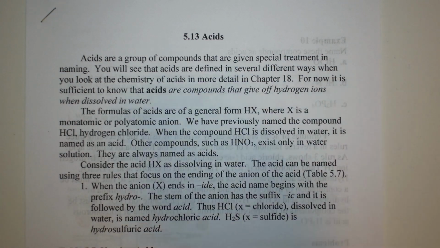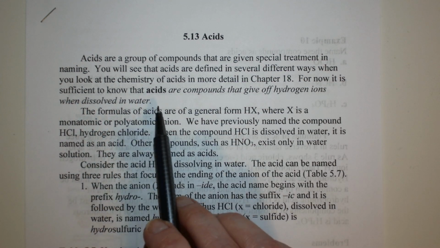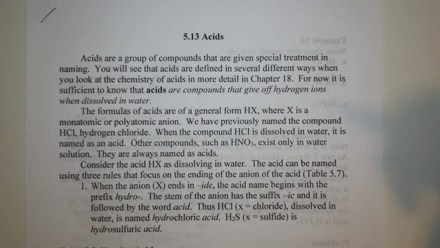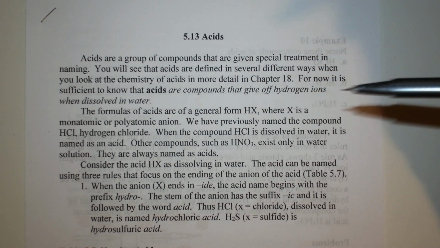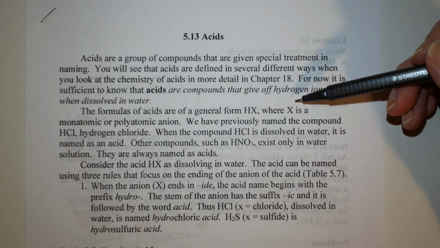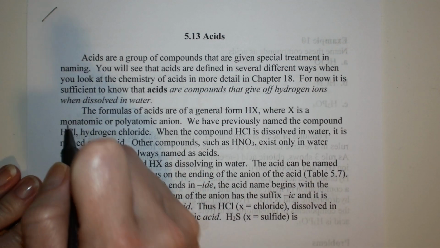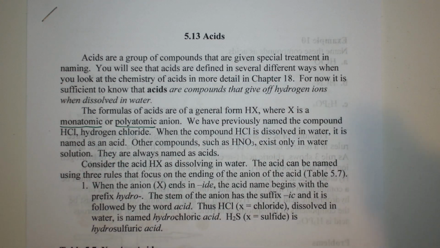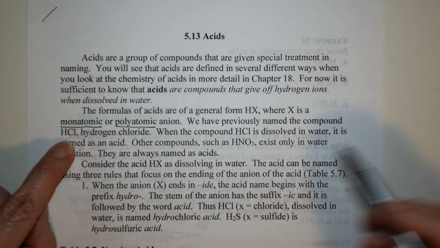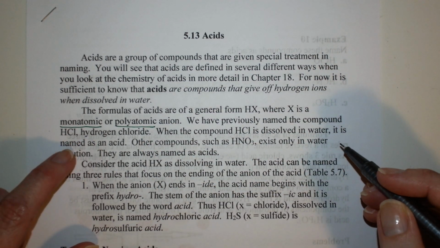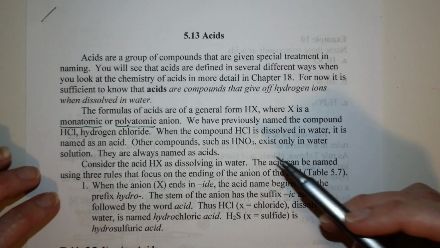So acids, basically they start with H, okay? It says, for now it's sufficient to know that acids are compounds that give off hydrogen ions when dissolved in water. That's pretty specific actually. Acids generally take the form of H and then X, where X is some sort of anion. It could be a monatomic anion or a polyatomic anion. We've previously named the compound HCl hydrogen chloride. Actually, we didn't do that. Somebody else did. But it's actually an acid, and we have to name it like an acid, such as HNO3.